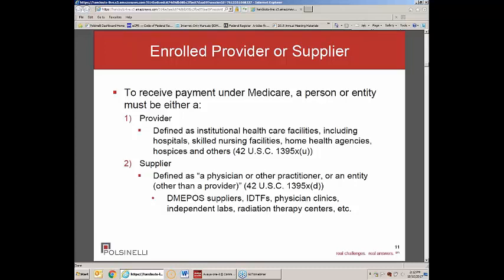The reason the definitions matter in this context is that some statutory and regulatory requirements apply only to quote-unquote providers, not suppliers. So that's another thing to be aware of if you're ever looking at the Medicare rules and trying to figure out if something applies to the situation that you're dealing with.